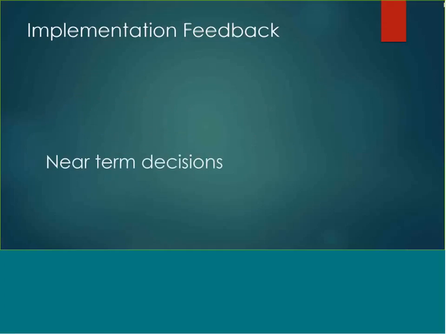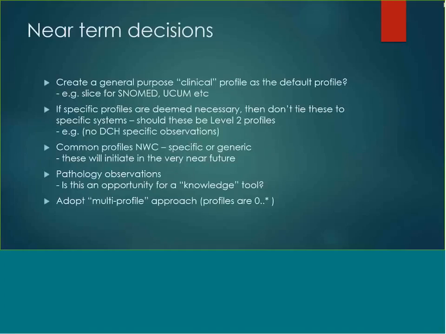So that's something that we need to have in our minds as we go through profiling these going forward. So near-term decisions, I'm not saying these are decisions, I'm saying these are decisions that we should look to get. We can absolutely create a general purpose clinical profile of observations, and we can slice it for SNOMED and Newcomb and whatever else we think are generalized things that we would want to put into a utility profile. So at least people can begin to use those, and it's available for people to start using and provide feedback upon.